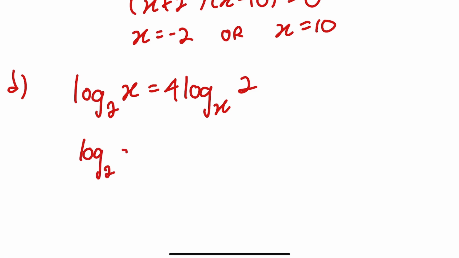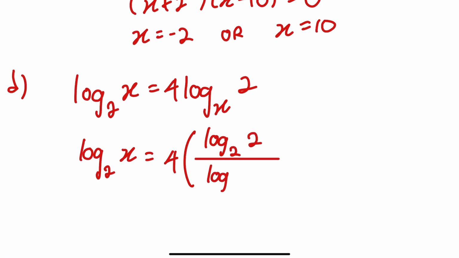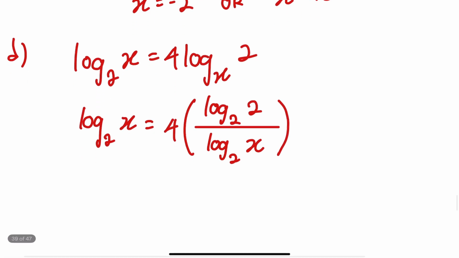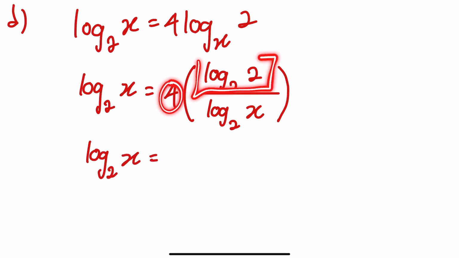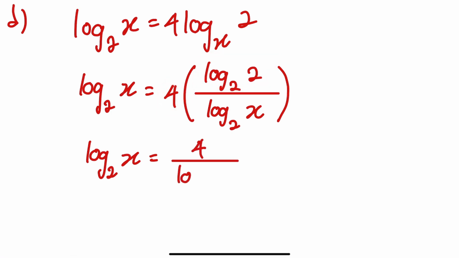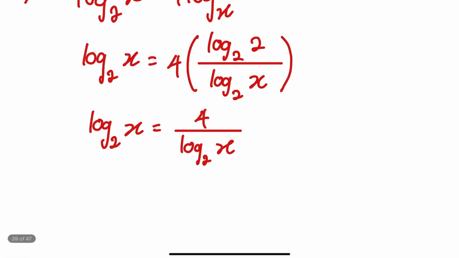So log base 2 of x is equal to 4 times... How do I change base? I hope you still remember the change of base formula. This is log base the new base 2 of the top number 2, over log base the new base 2 of the initial base x. Okay, then simplify from here. This is simply log base 2 of x equals 4 multiplied to the numerator. Log base 2 of 2 is 1. So this is 4 over log base 2 of x. Okay, now get rid of the fraction, cross multiply.